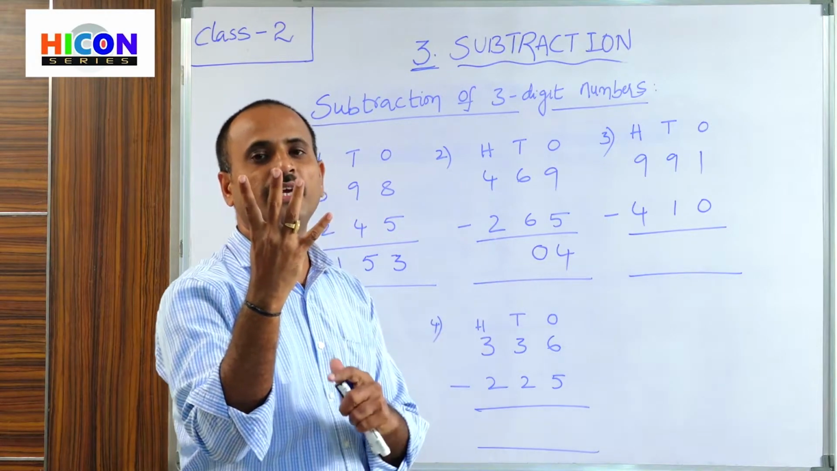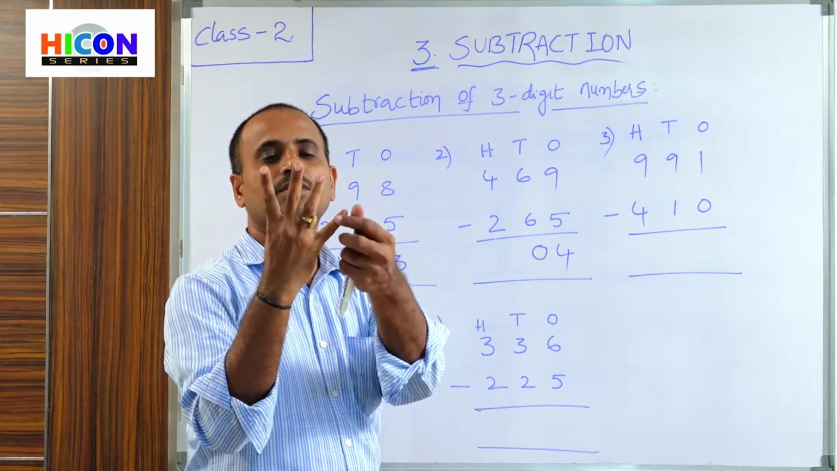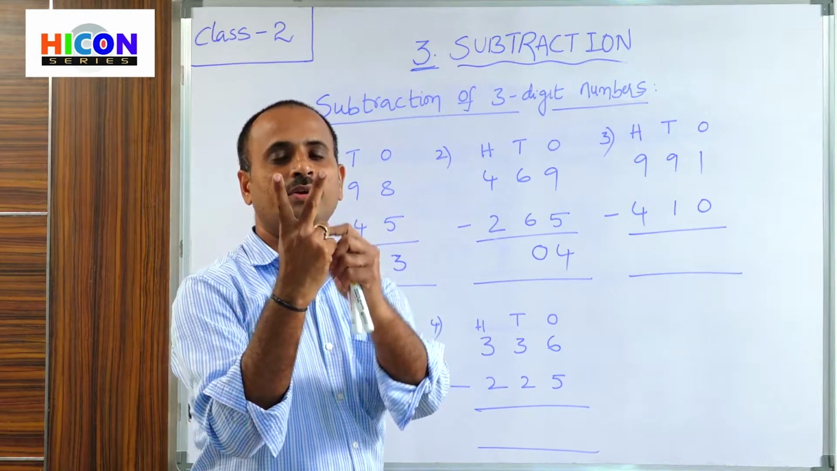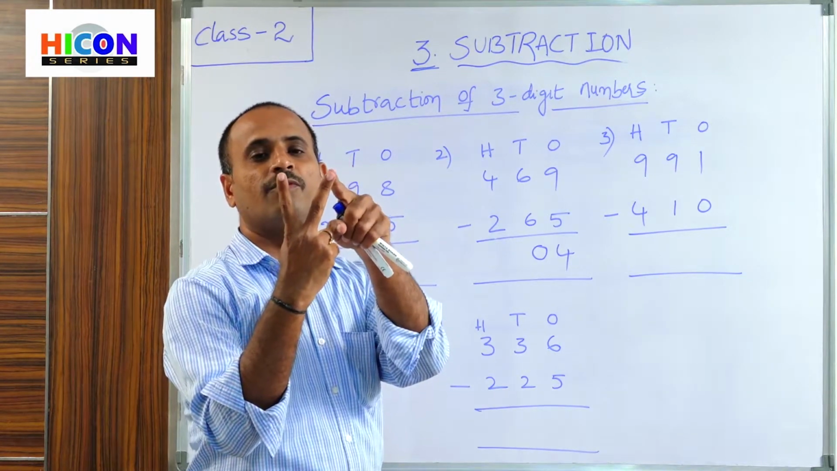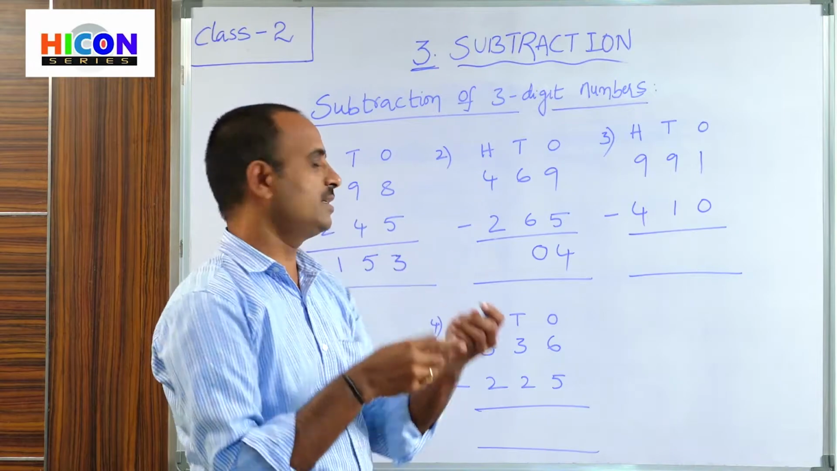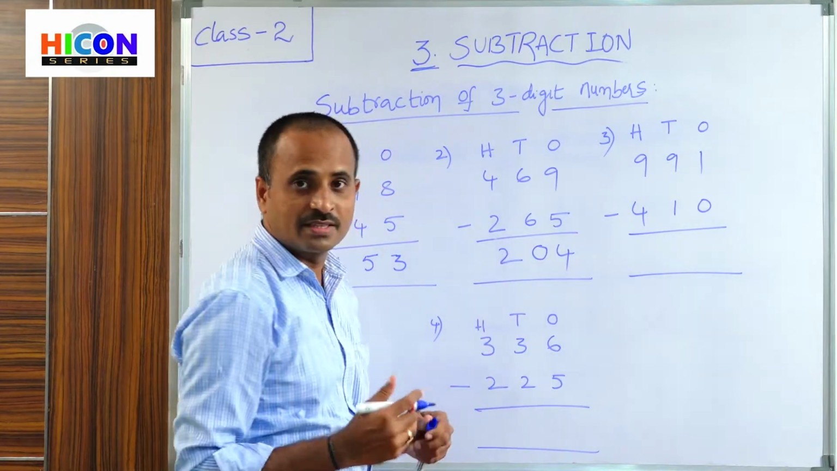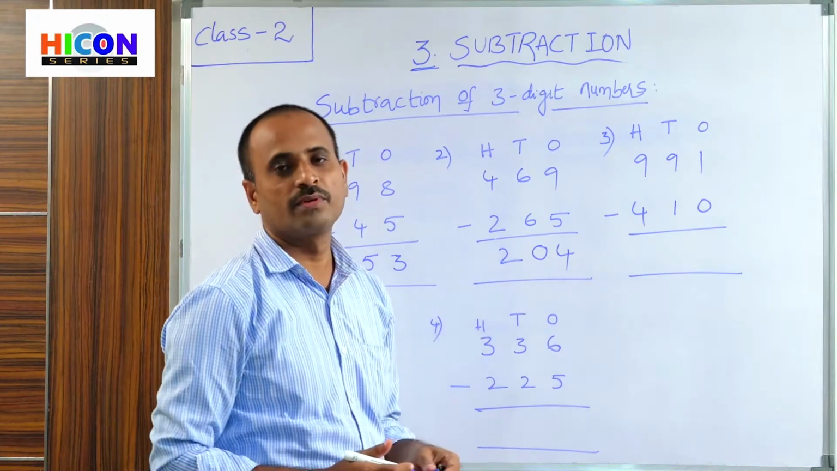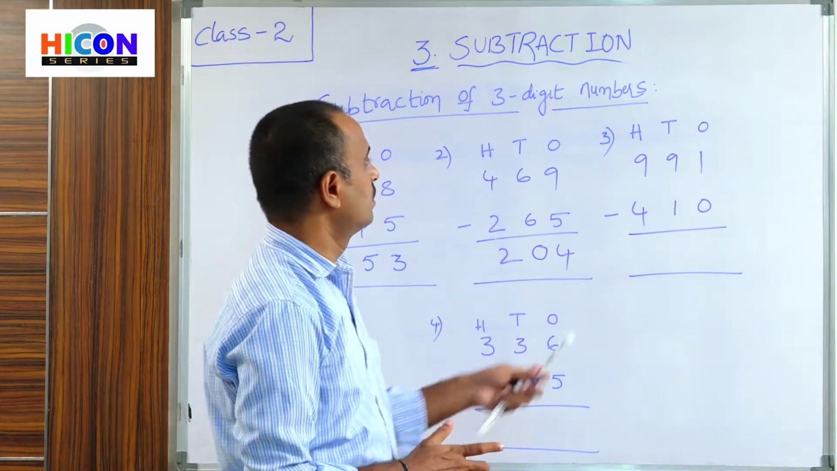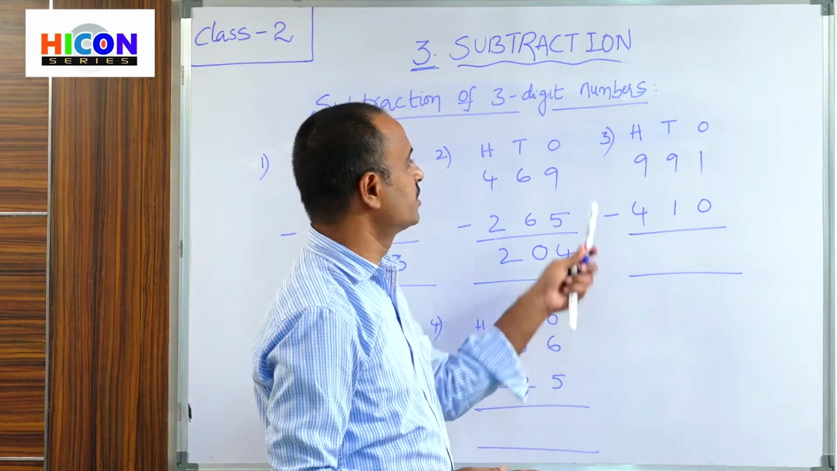2 is the second digit in the hundreds place. So close 2 fingers in these 4 fingers. So close 2 fingers, 1 and 2. How many fingers are left? 1, 2. So 2 fingers are left. Write 2 under hundreds place. So children, the answer is 204. So now go to the third problem. So this is the third subtraction.